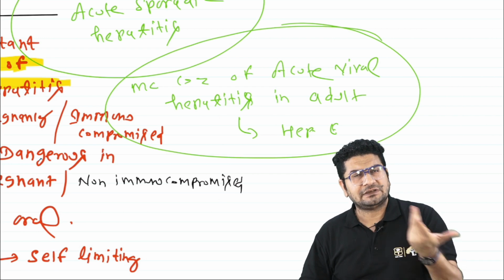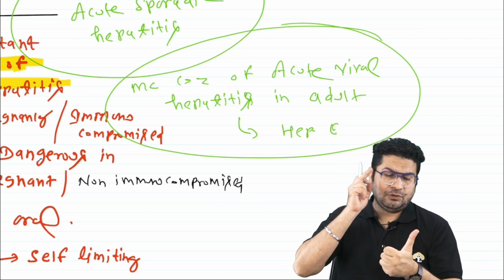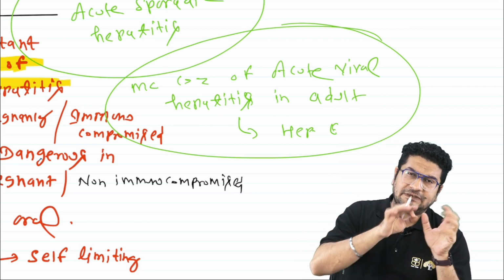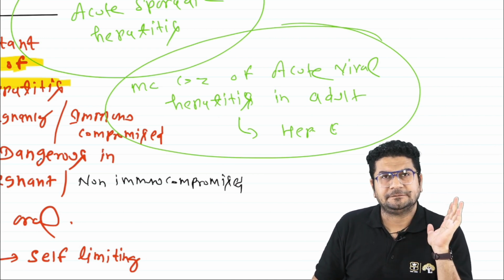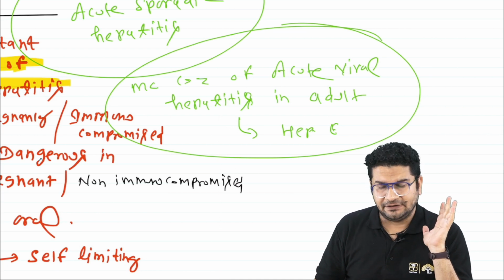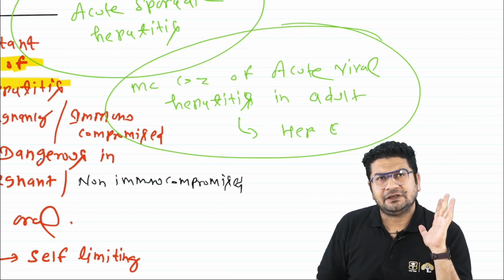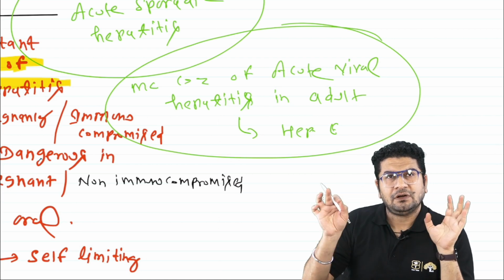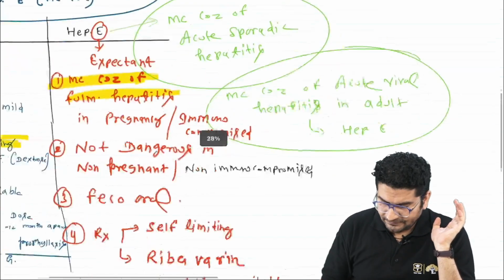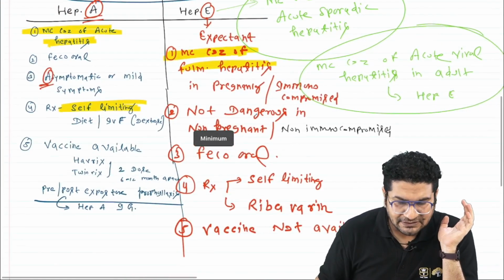So remember once again, overall the most common cause of acute hepatitis is A, and mainly children are affected. Most common cause of acute hepatitis in children, again A. Most common cause of acute hepatitis in adults, it is E. Sporadic hepatitis, it is E. Fulminant hepatitis in pregnancy, it is E. Fulminant hepatitis overall, the answer will be hepatitis D. Clear? So this is about how we manage the patient, right?